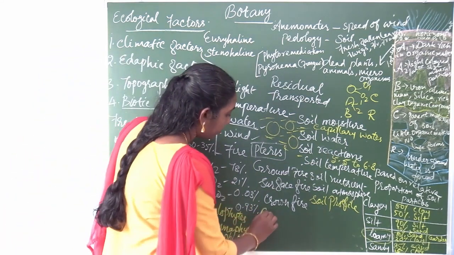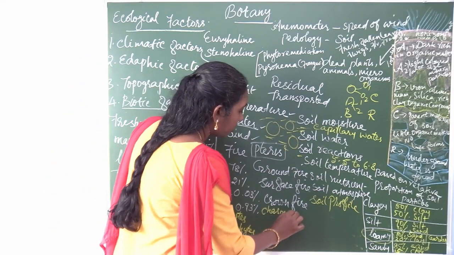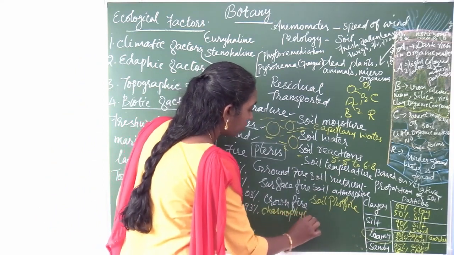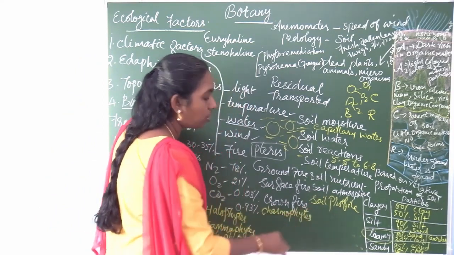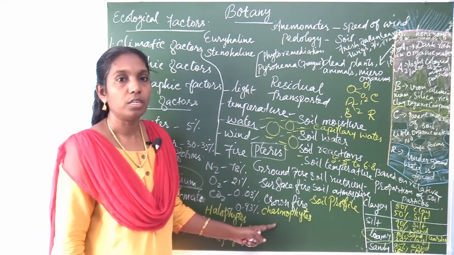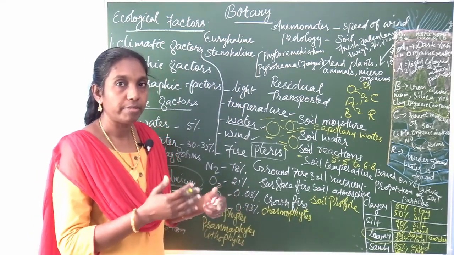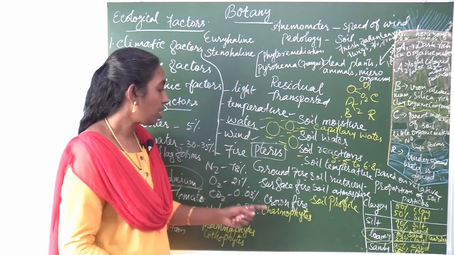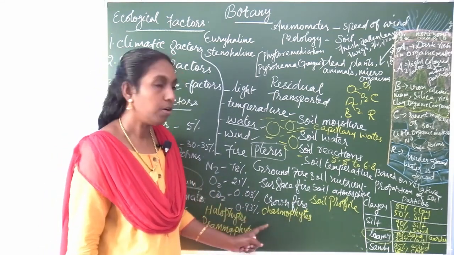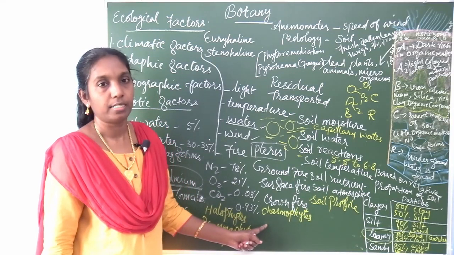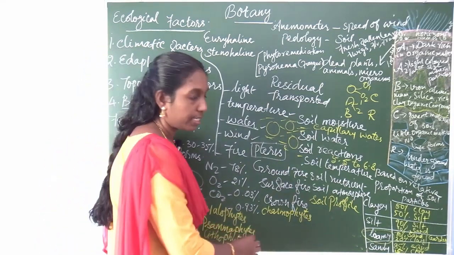Chasmophytes. Chasmophytes are the plants which grow in rocky crevices. When plants or vegetation grow in the rocky crevices, they are called chasmophytes. Then cryophytes.